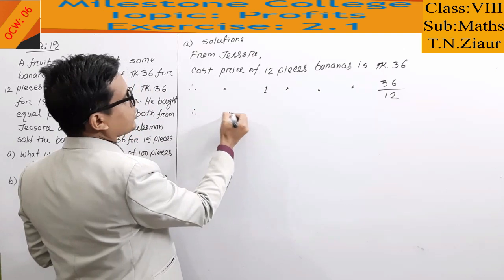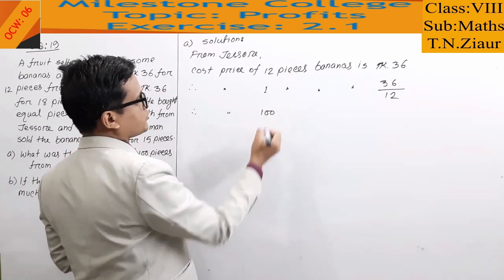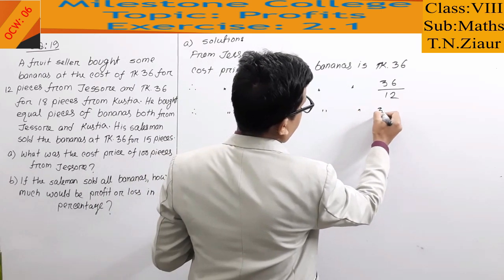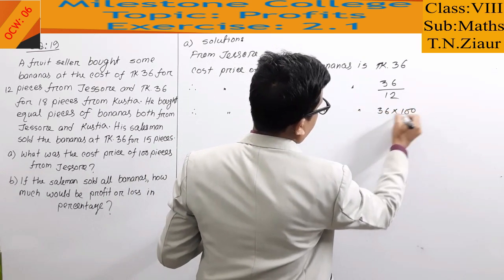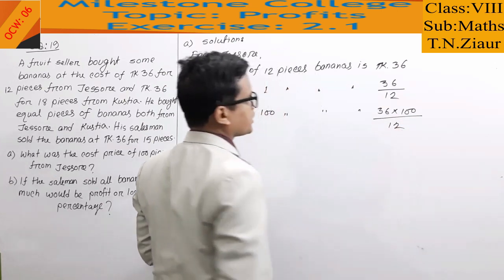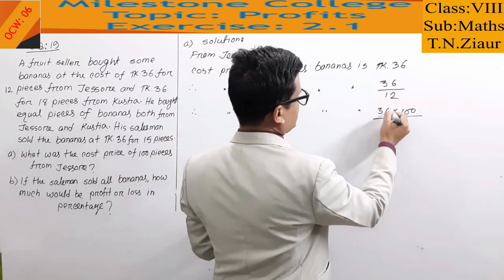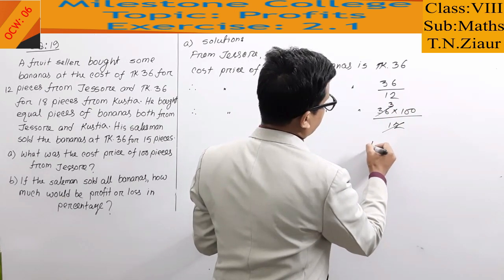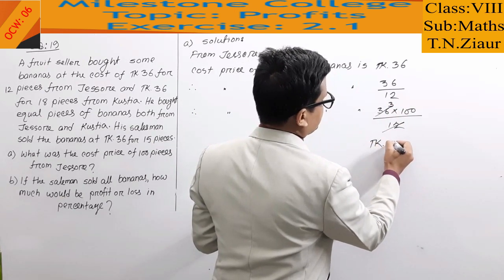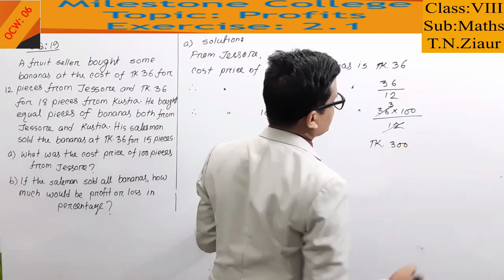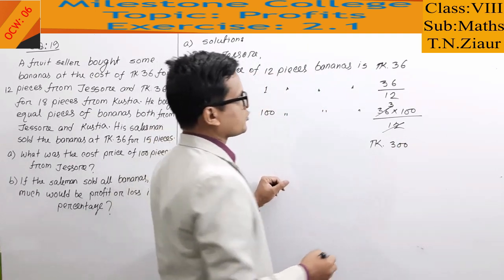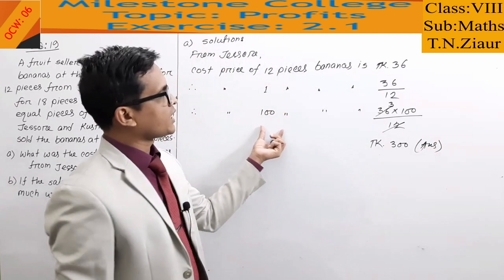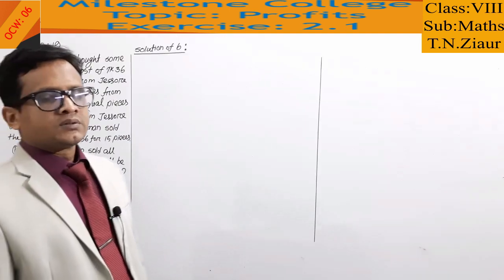So therefore, we have to find the cost price of 100 pieces of bananas. So what will be 36 into 100 by 12? Now make it less: just divide 36 by 12, 3 twelves are 36, so it is 300. This one is the answer. So 100 pieces of bananas cost taka 300.